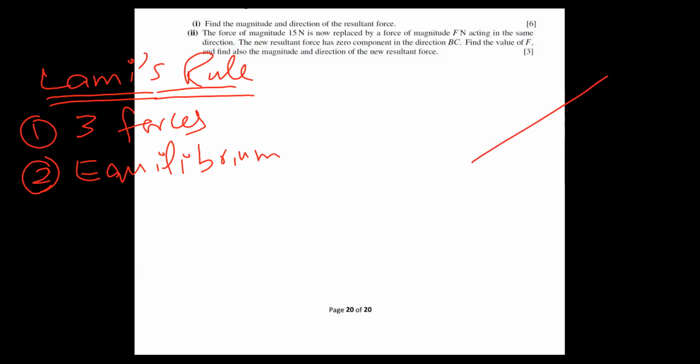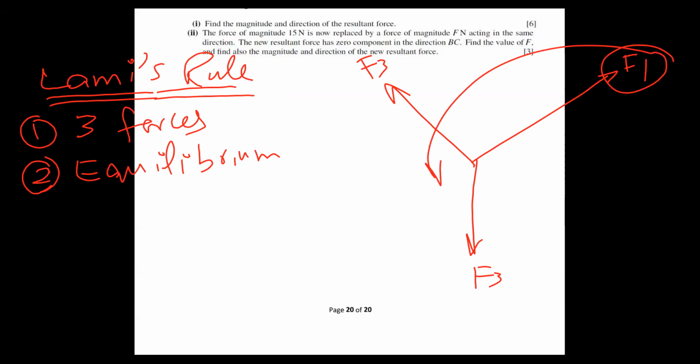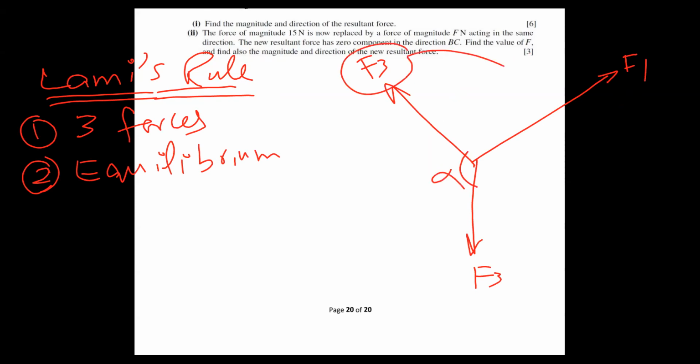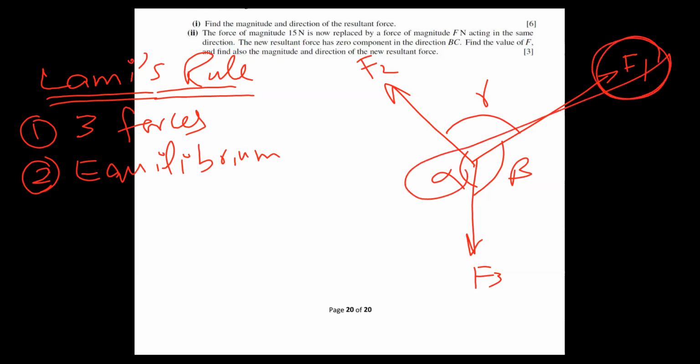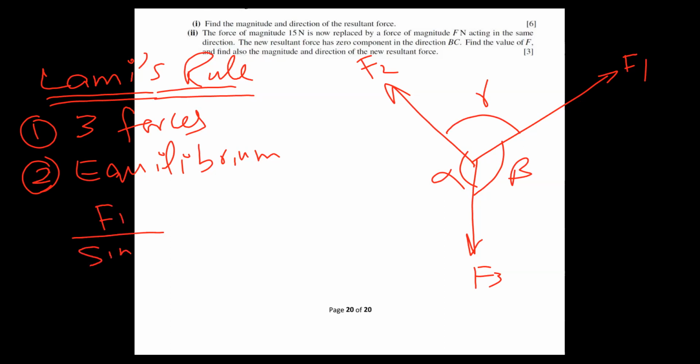What's Lamy's rule? We have force number one, force number two, and force number three. If they are acting in such a way, opposite F1 this angle is called alpha, opposite F2 this is called beta, and the third is called gamma. So how to write Lamy's rule? I can start from anywhere. Let's start from this force: F1 divided by sine alpha is equal to F2 over sine beta, and is equal to F3 over sine gamma.